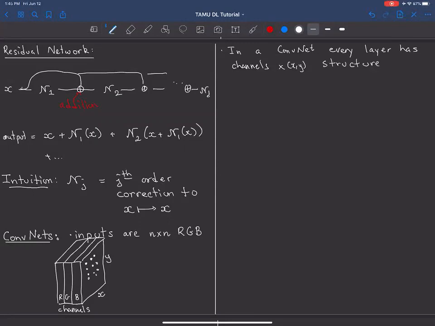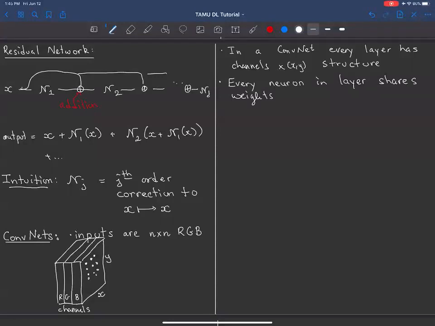Okay, so that's how they work. That's point one. And then every neuron in a layer shares weights. Okay, so now let me draw the picture.